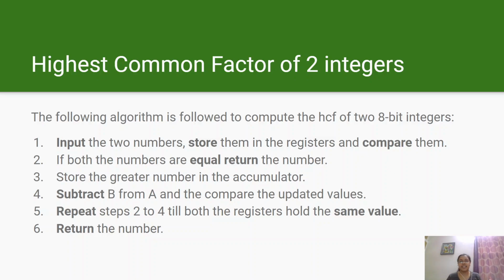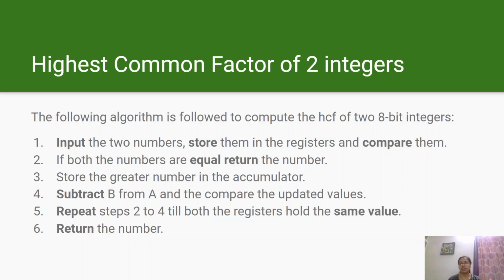To calculate the HCF of 8-bit integers, we'll basically be using the Euclidean algorithm, and we'll be using a concept that says that if we have to calculate the HCF of two numbers and we subtract the smaller number from the larger number, the HCF remains unchanged. So the algorithm for that is as follows: first we'll input the two numbers and store them, and then we'll compare them. If both of them are equal, then the HCF is the number itself, because the highest common factor of a number is the number itself.